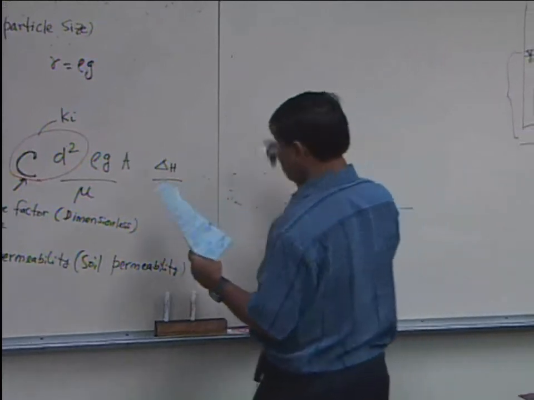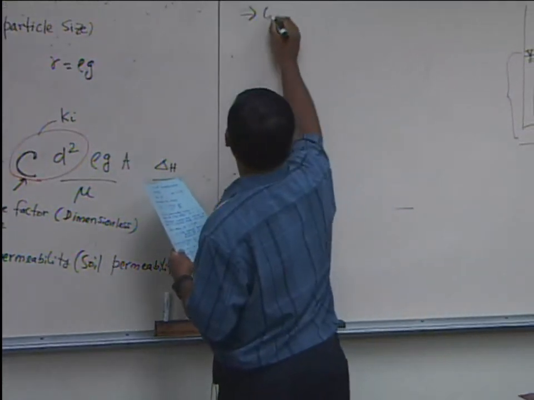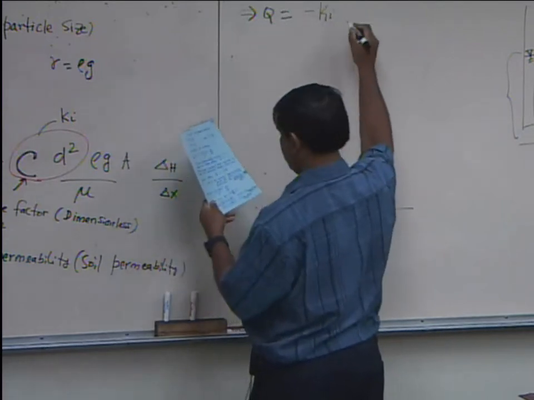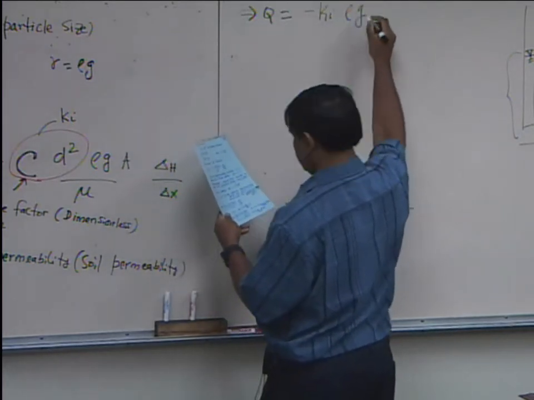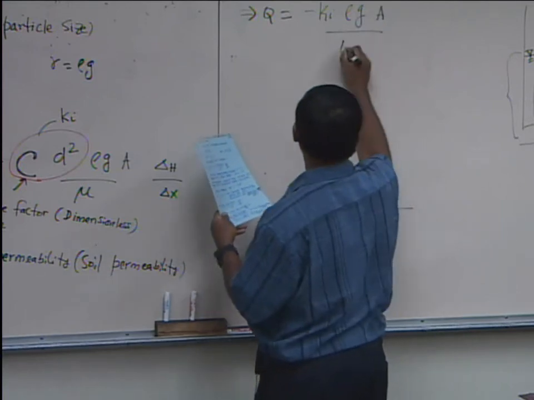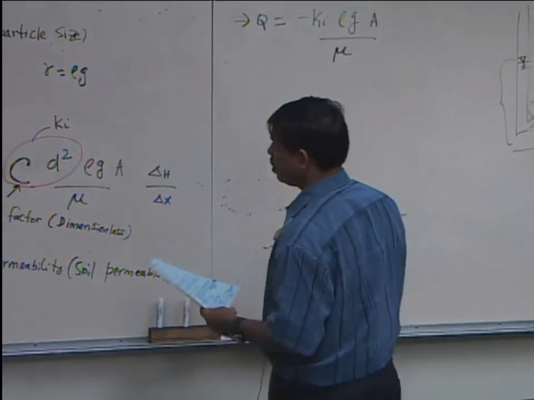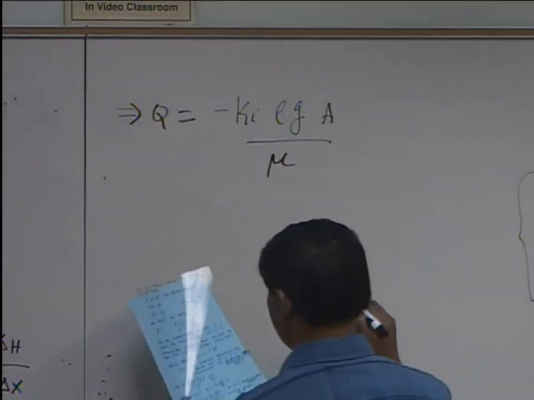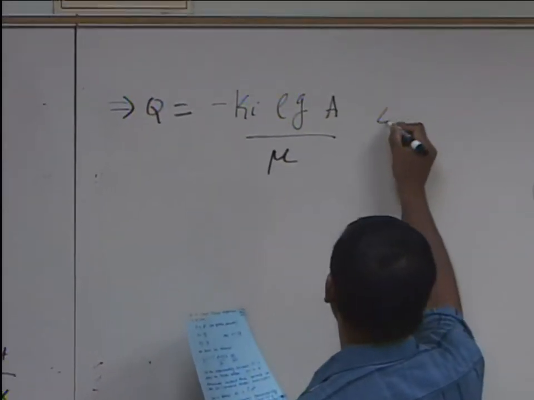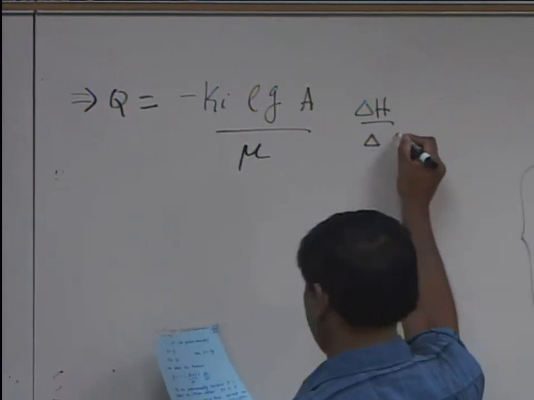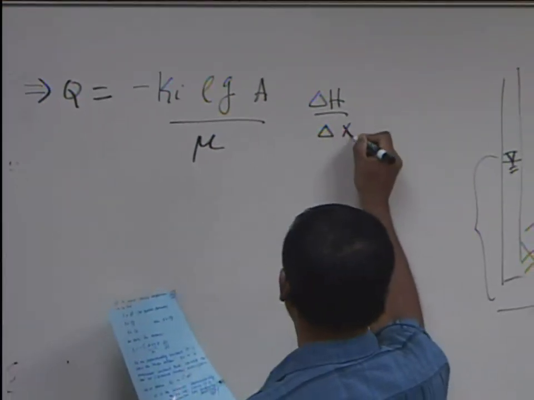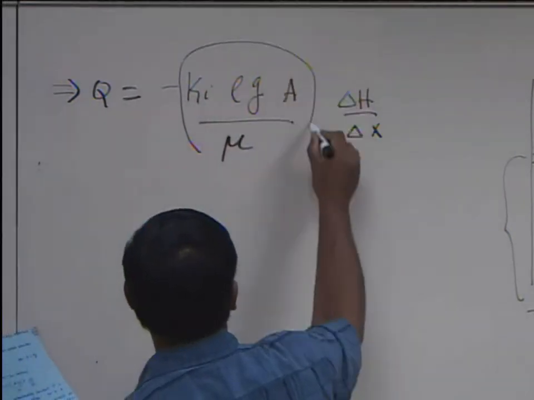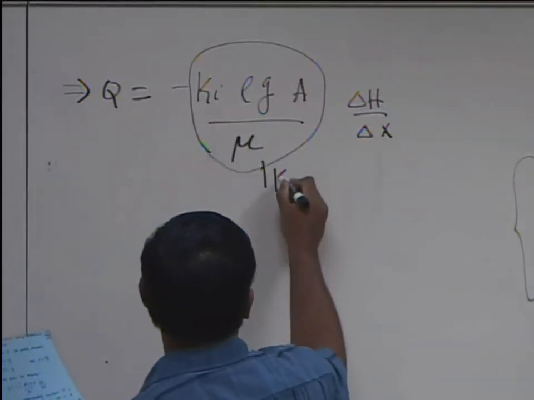So if I put Ki there, then I can write Q is equal to minus Ki rho g over mu. Well, there is always a negative sign. Keep that in mind, just to keep the directions right. Delta H divided by delta X. And this whole thing is what is K.